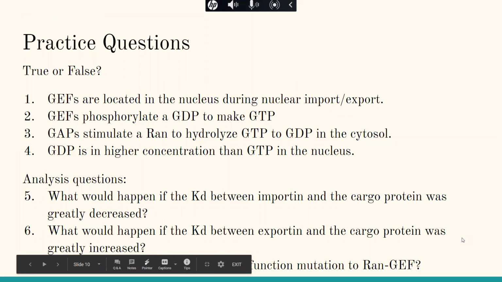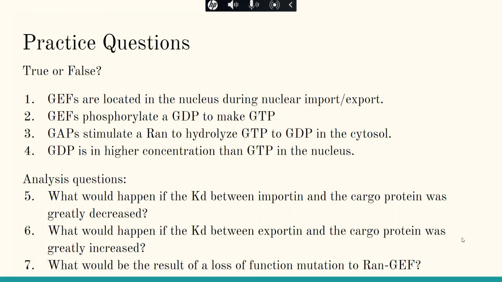So now some more questions. Okay, true or false? GEFs are located in the nucleus during nuclear import and export. Is that true or false? True. Yep. GEFs are in the nucleus. GAPs are in the cytoplasm. GEFs phosphorylate a GDP to make GTP. Is that true or false? No, they bind to the protein and change its conformation so that it no longer has a high affinity for GDP. So then it dissociates out of the binding pocket, so GTP can diffuse in. Yep. Exactly. Good job.